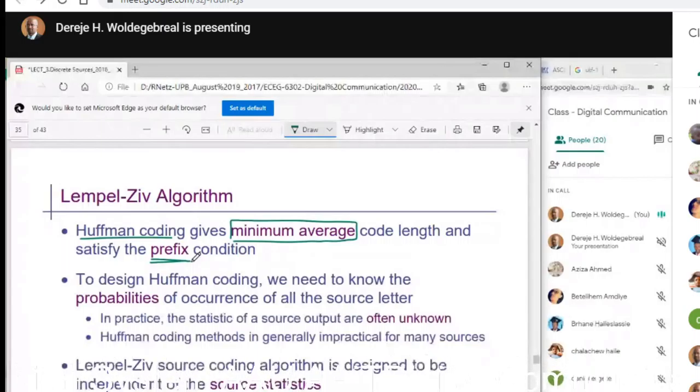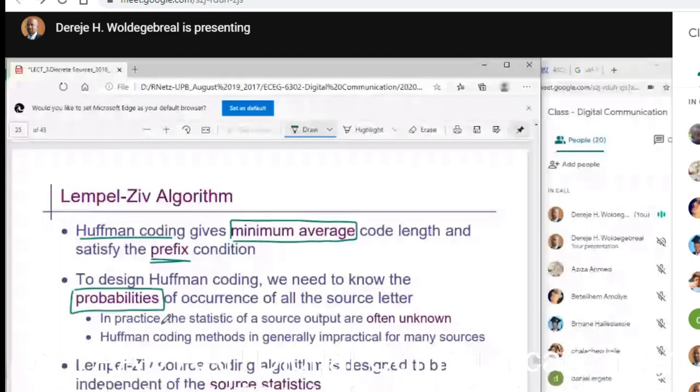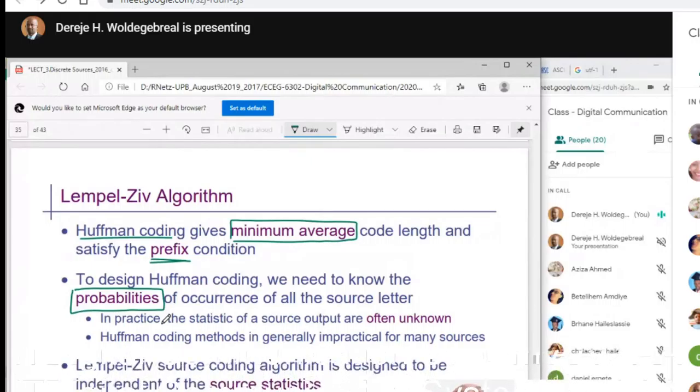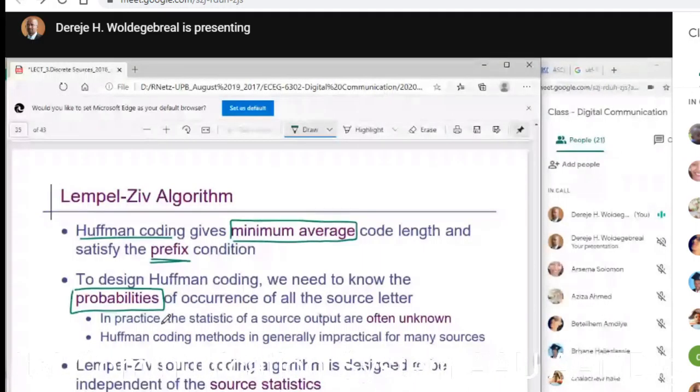However, one of the limitations of Huffman coding is that it relies on knowledge of probability, i.e. it relies on knowledge of source statistics. Well, you can have it if we perform some study ahead of time, then knowledge of probability could be obtained. However, can we have knowledge of probability for all sources? The answer is absolutely no.